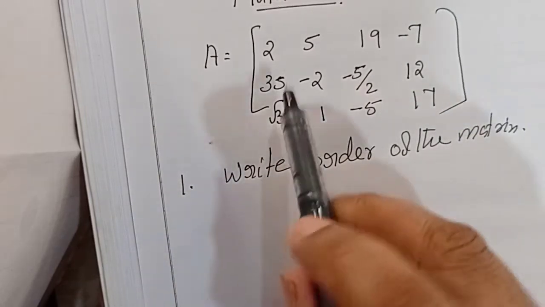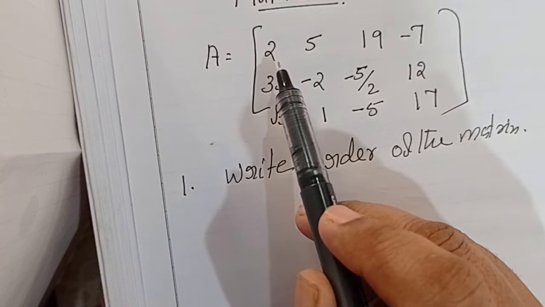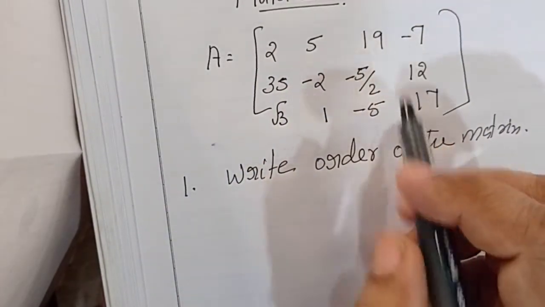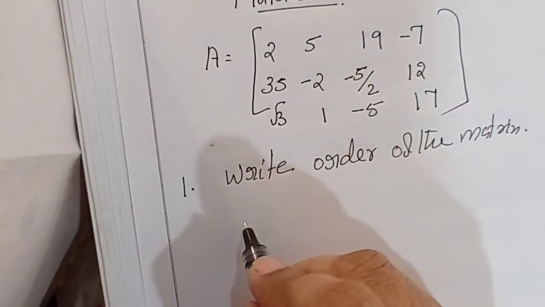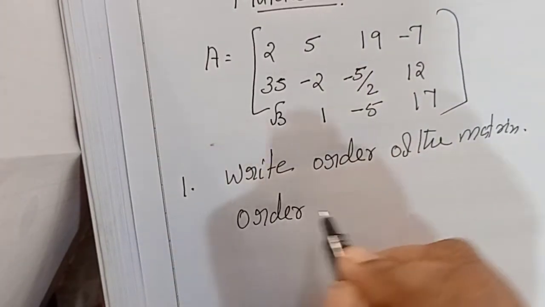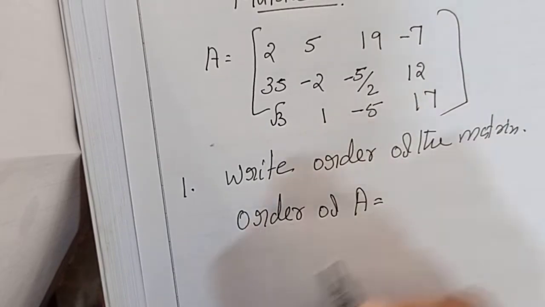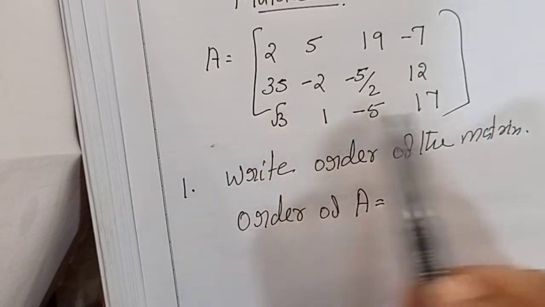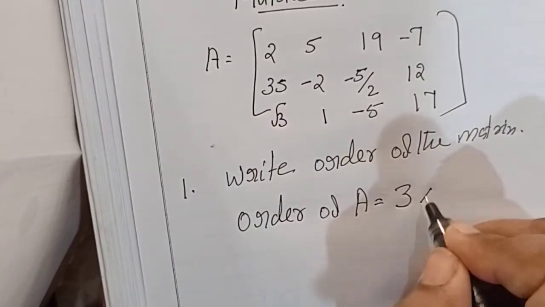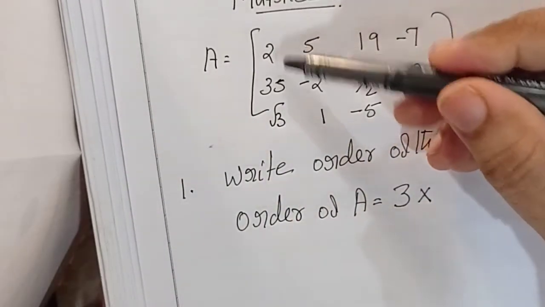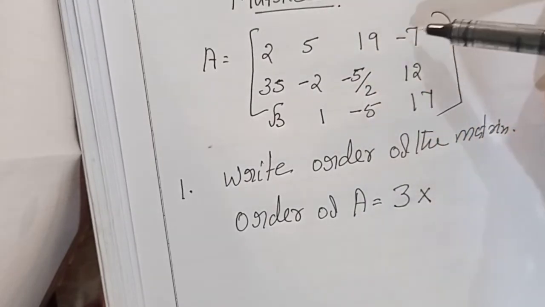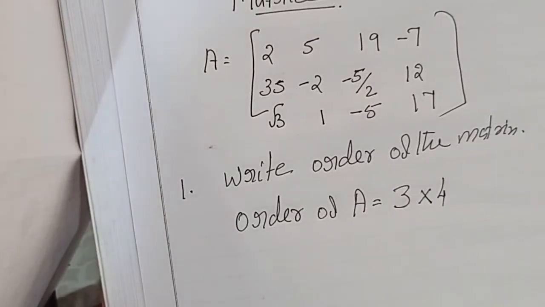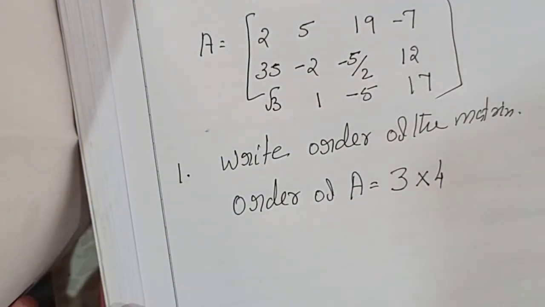Order of the matrix A is, if in a matrix there are m rows and n columns, then its order is m by n. Therefore, here, what is the order of A? All of you look at the board. 1, 2, 3 rows and how many columns? 1, 2, 3, 4 columns. Therefore, the order of the matrix is 3 by 4.